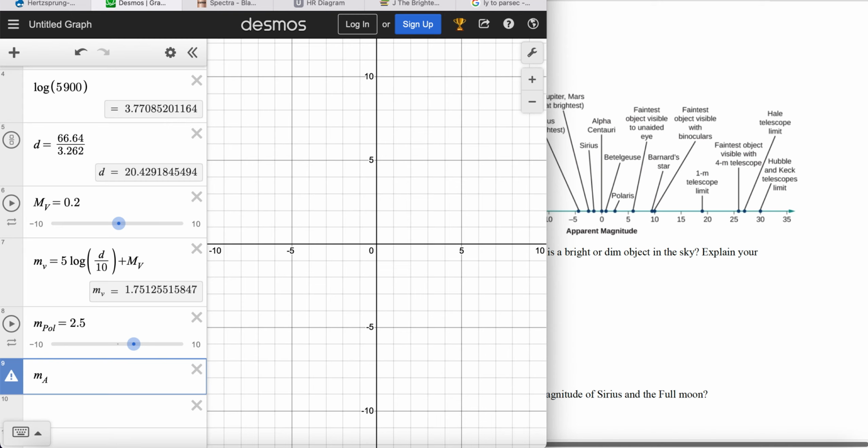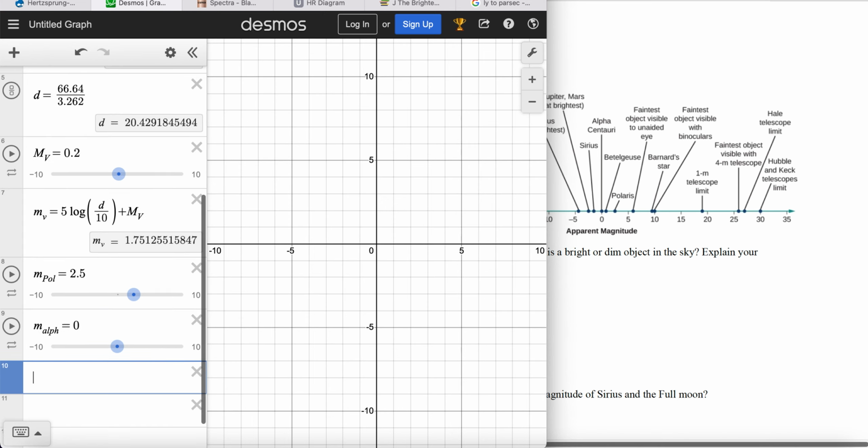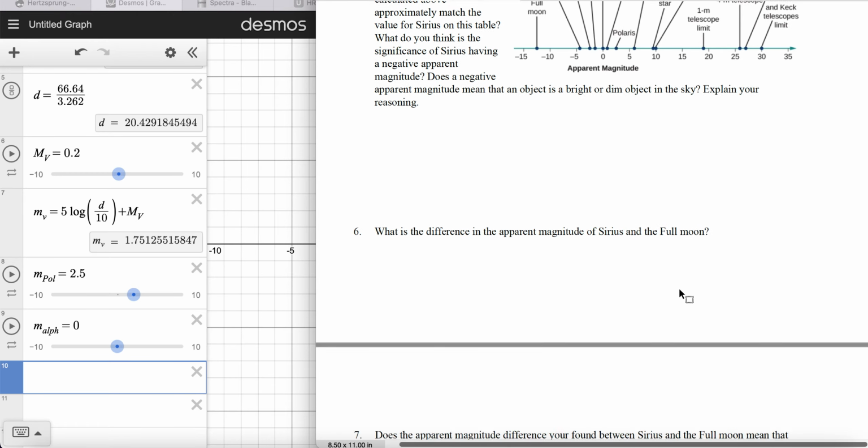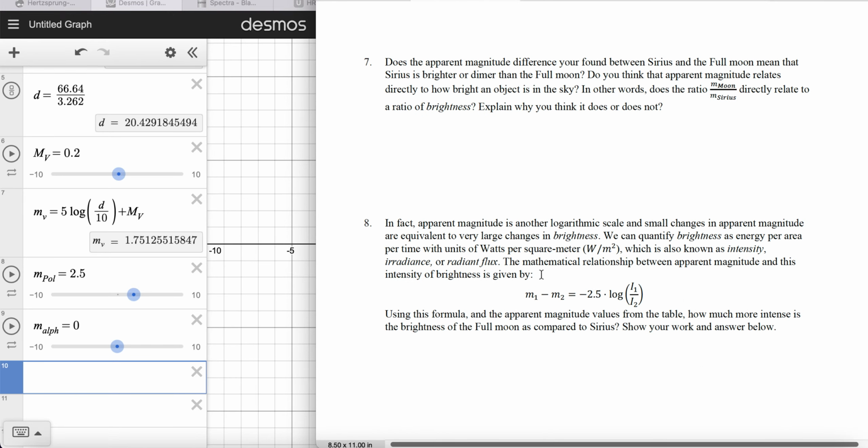I'd like to call this one Alpha, although it won't let me do a subscript of a Greek letter. So anyway, we'll do ALPH. Alph, and that one is just 0. Then we're going to take those values and go back down here to calculate their ratio of intensities.